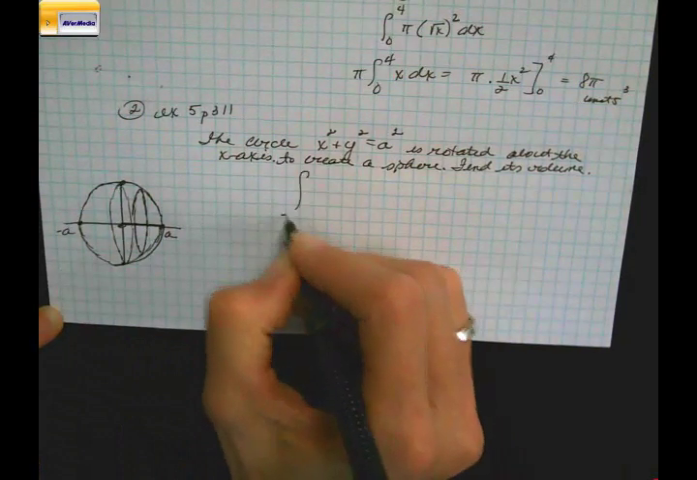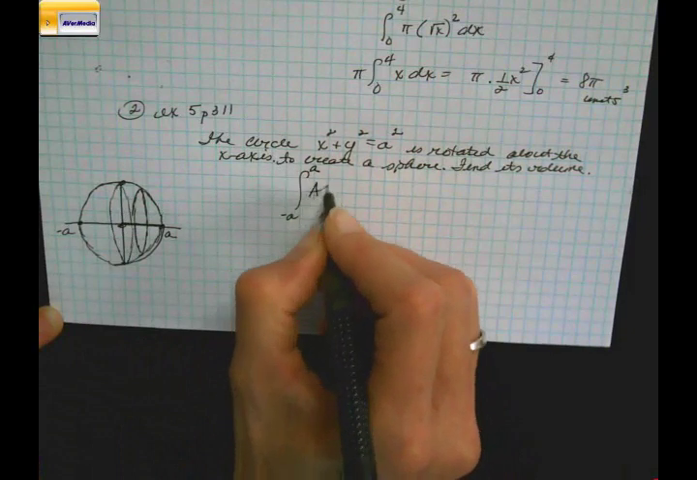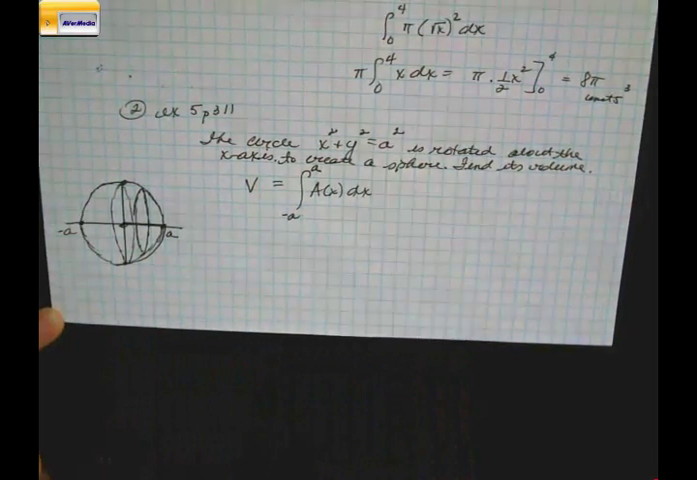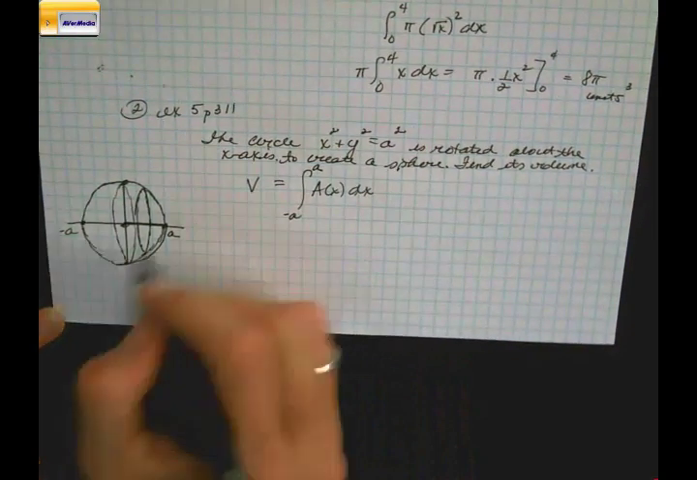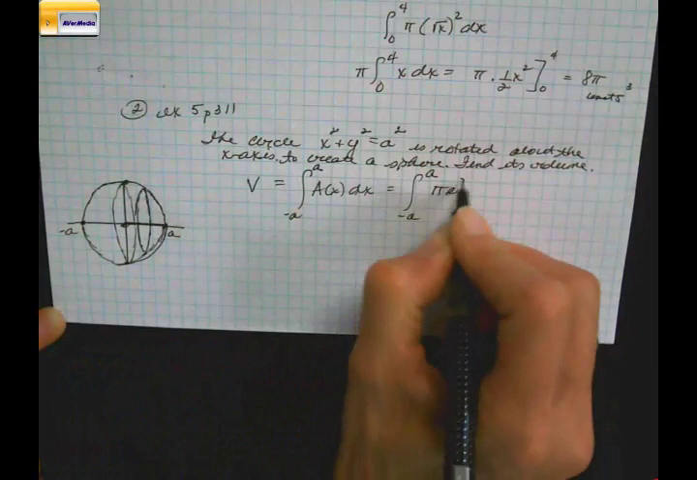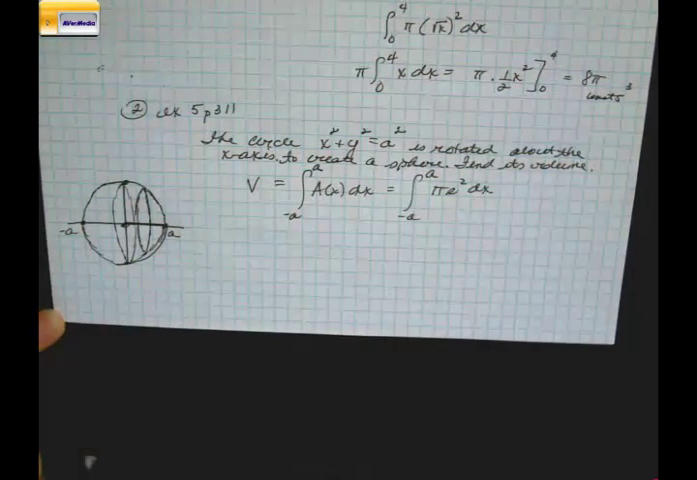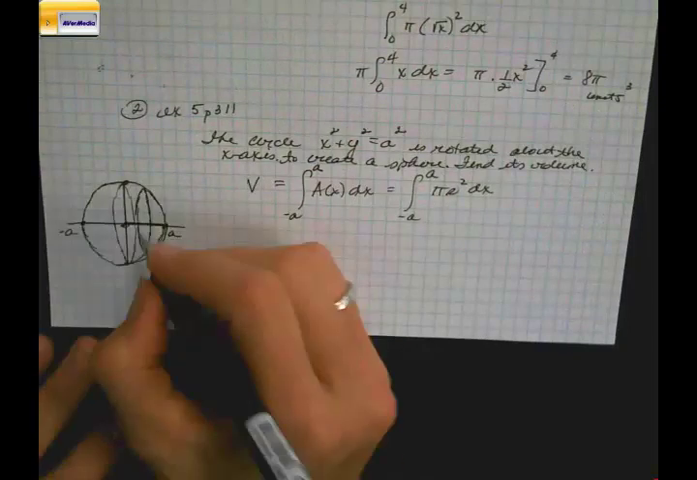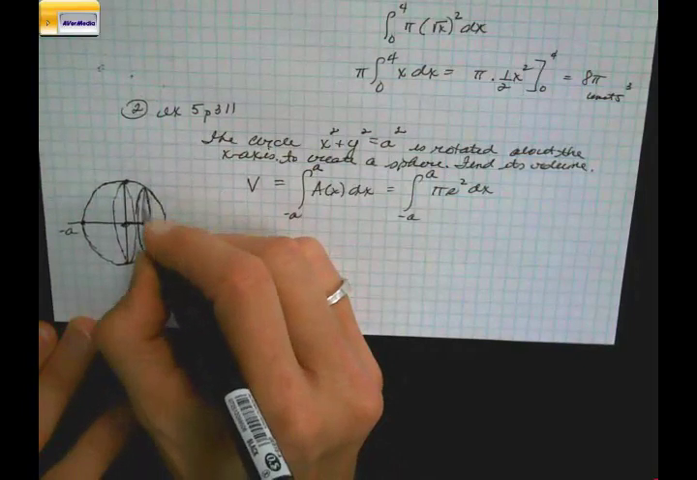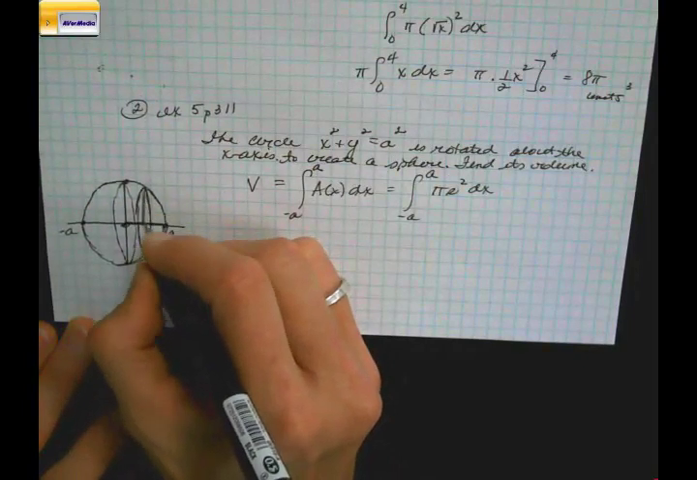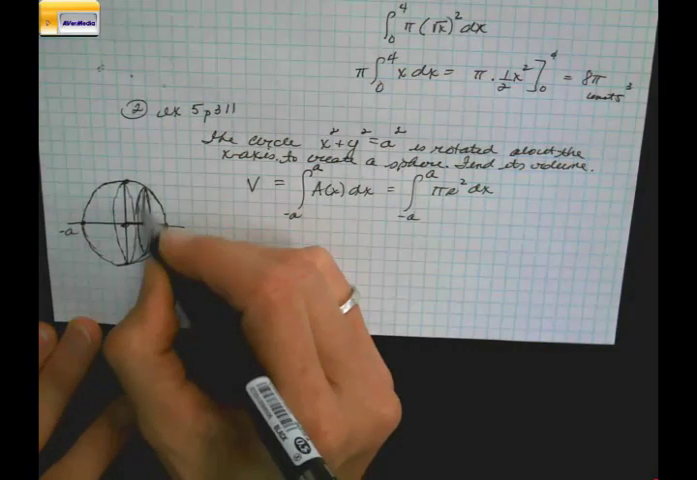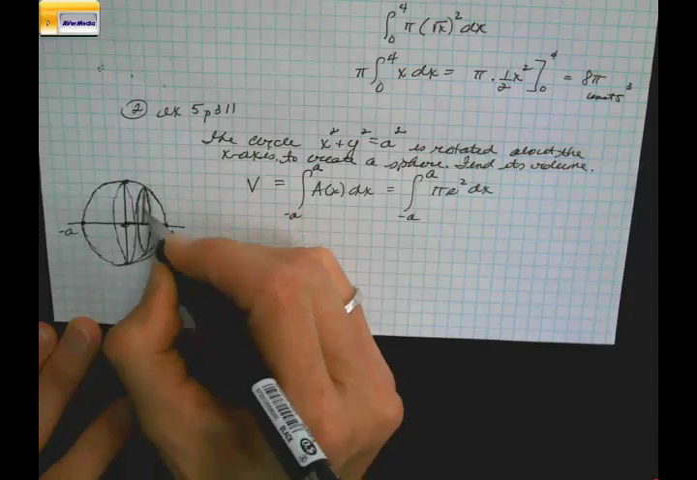So I'm going to be integrating from negative a to a of the area of a circle times the width in order to come up with the value of the volume of the sphere. Well, each one of these slices is a circle, so it's going to be computed as pi r squared. But what is my r value? Well, my r value is the vertical distance right here, from the x-axis to the circle, because each slab you slice out of the sphere is going to have a different radius.